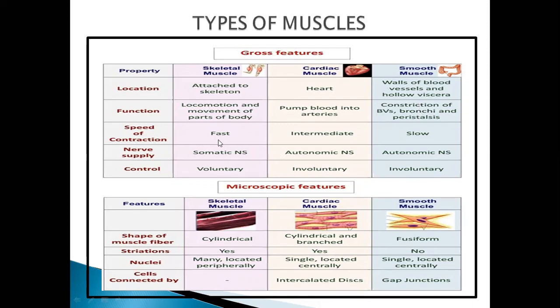Speed of contraction, yeah. In skeletal muscles, the speed of contraction is very fast, cardiac muscles are intermediate, and smooth muscles are slow. Next to them is the nerve supply, somatic nervous system. You are well familiar with these terminologies, somatic and autonomic nervous system.